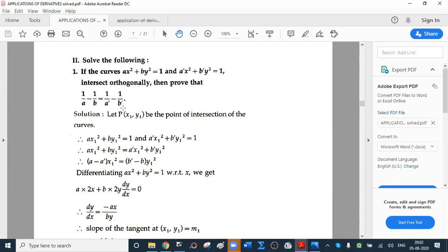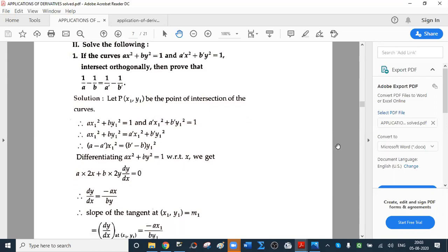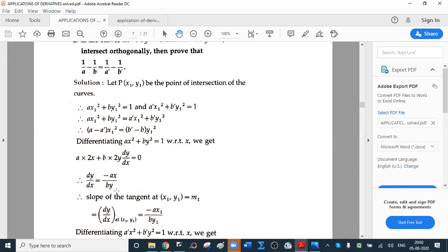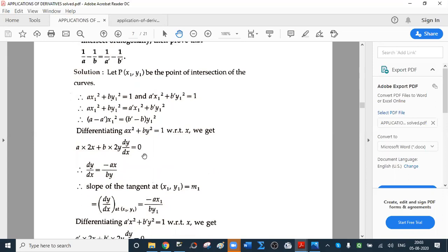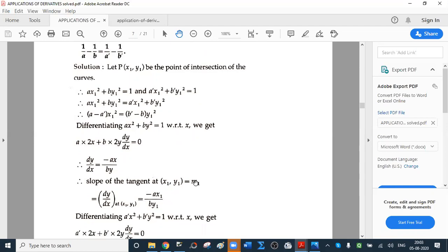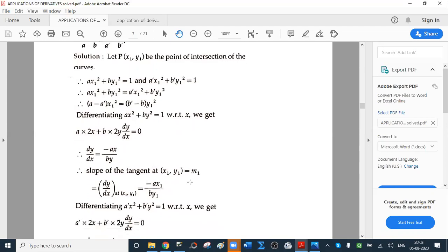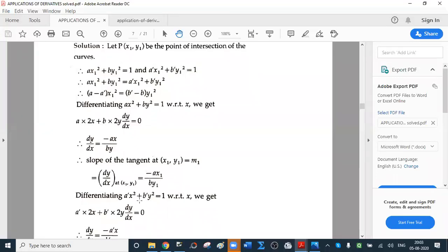Now we differentiate both sides of ax square plus by square equal to 1. So that gives me dy/dx as what? Minus ax upon by. So it is the slope of tangent at (x1, y1). Suppose it is m1. So slope of tangent to the first curve at (x1, y1) is minus ax1 upon by1. This is not at all difficult. The only thing is calculation. So calculation part rather.